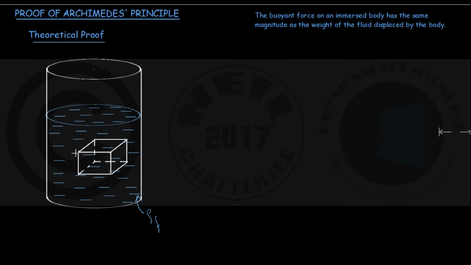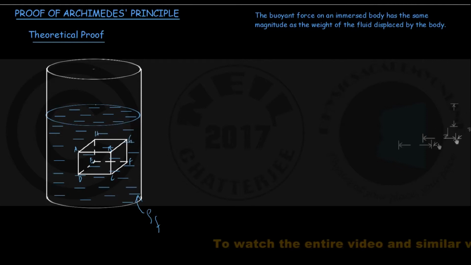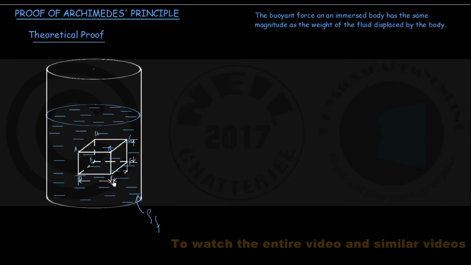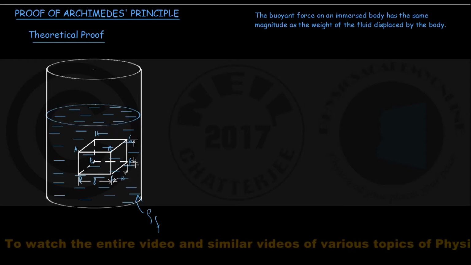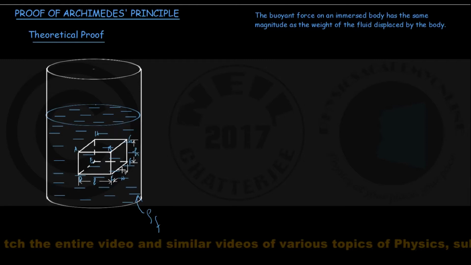Let me name this rectangular block as ABCD, the front vertical face, and then EFGH, the back side vertical face. I show the dimensions of this block. Try to follow my writing. This is L, the length is L, width is W, and height is equal to H.